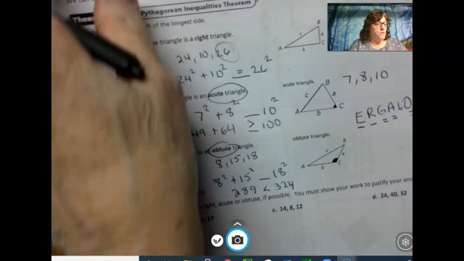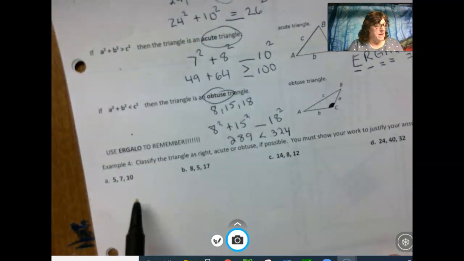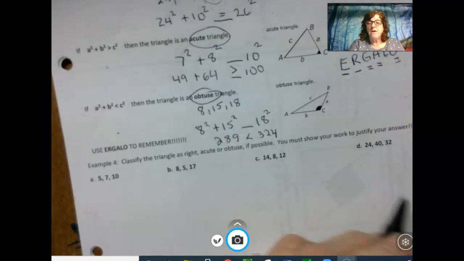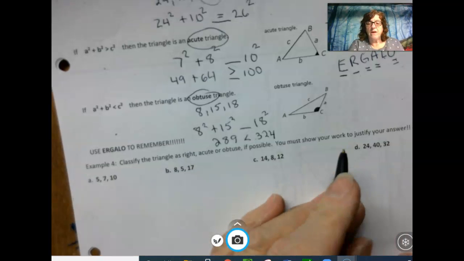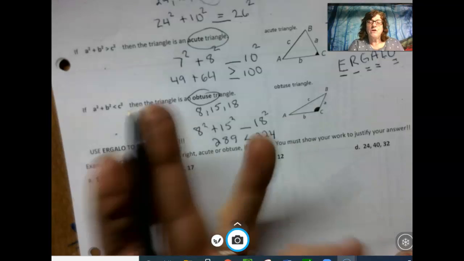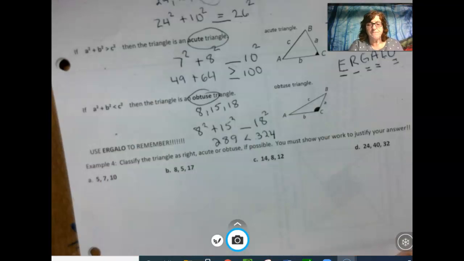Okay? So put the video on pause and again classify each of these triangles if possible, and make sure you show your work. And this is going to be really important for homework. You have to show or justify your answer. You can't just say, oh, it's an acute triangle.